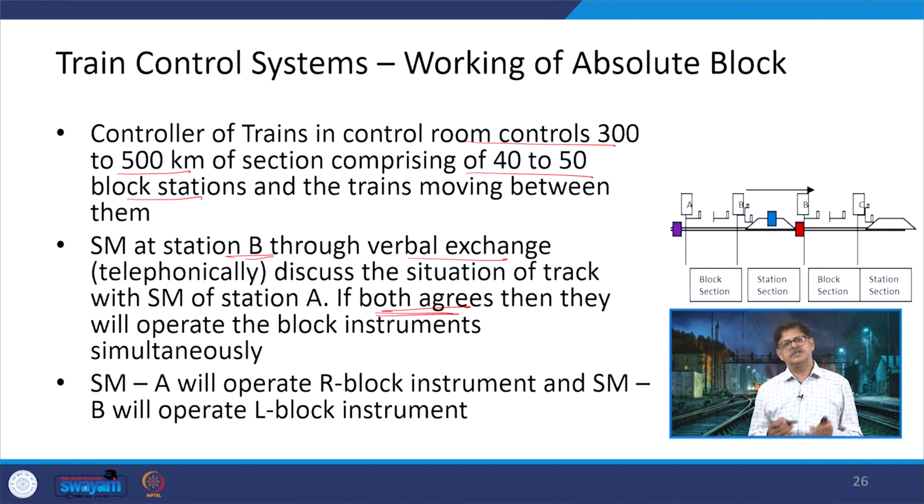So, once this key is taken to the other station and inserted, only then is it going to be released. The station master at A will operate the right side block instrument, and the station master at B will operate the left side block instrument. So, they are now going to operate. The right side and the left side instruments are operated so as to generate the authority.